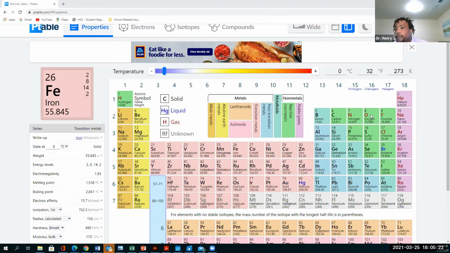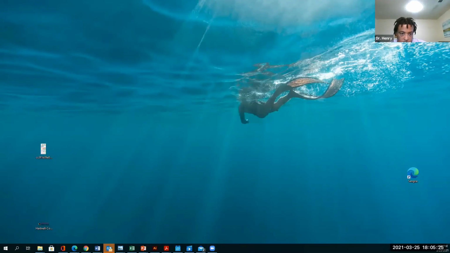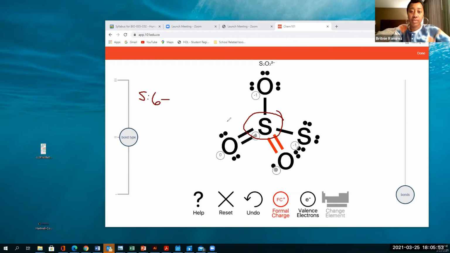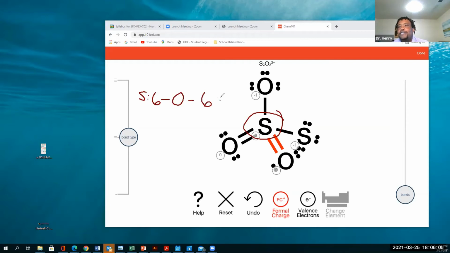Okay, so let's go back to the problem. The way these formal charges are calculated, although I'm kind of cheating because I didn't have to calculate each one, if we went through that process, we'll do the sulfur here. Number of valence electrons that sulfur has? 6. Number of lone pairs? 0. And then bonds? 6. Okay, so that's 0, exactly what they gave us. So that's just part of the question.